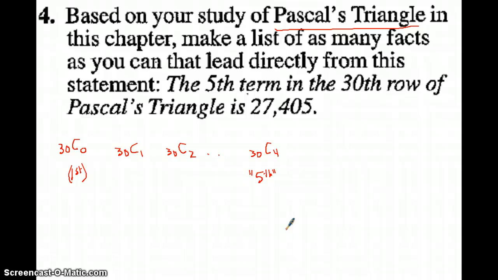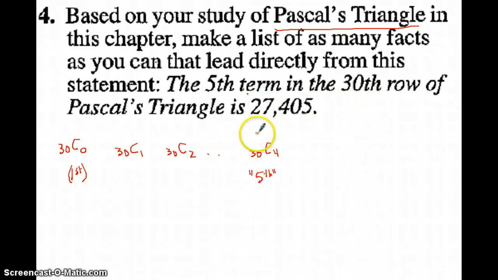Okay, I'm sure if I did that on the calculator, that would work out. 30C4 is this 27,000 number. List as many facts as you can that lead directly from this statement. Well, if I know that the 5th term in Pascal's triangle is this, I know that if I have a group of 30 things and I choose 4 of them, there's 27,405 ways to do that.